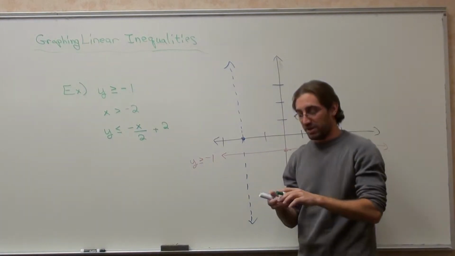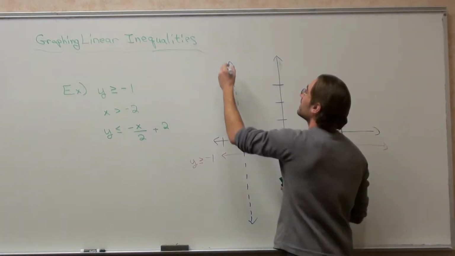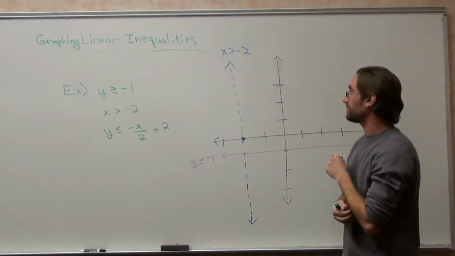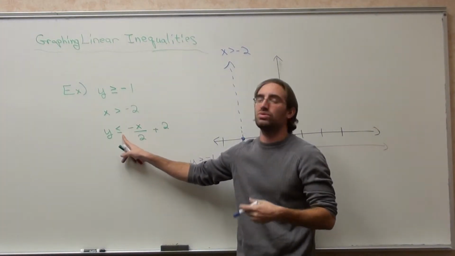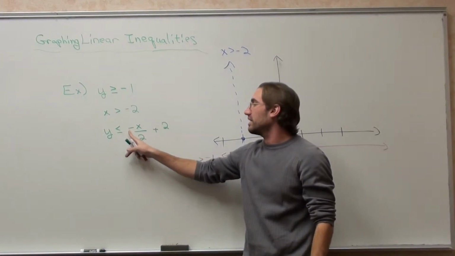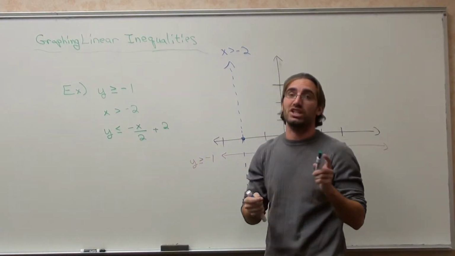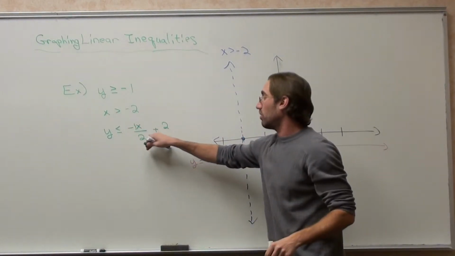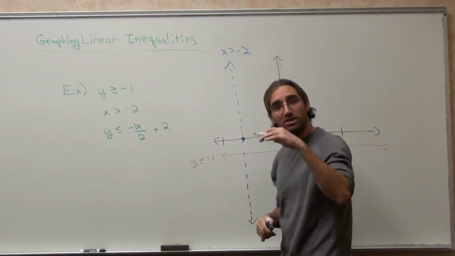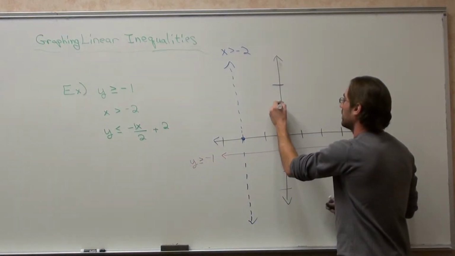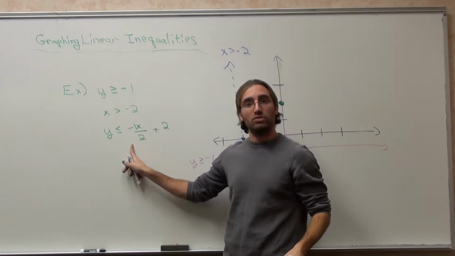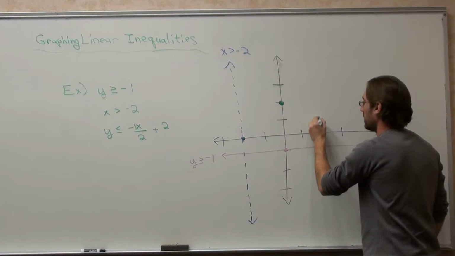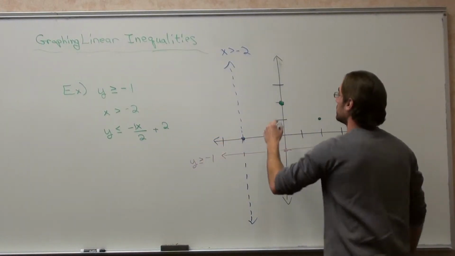And I'm not going to shade yet, but I am going to label it. X is greater than -2. And then I'm going to do the last one, which is y is less than or equal to negative x over 2 plus 2, and it's going to be solid because of the line underneath. By the way, that's actually a negative 1x over 2, so I'm going to put that 1 there. So the y-intercept is at 2. And then the slope is down 1, right 2, down 1 over 2. And it's a solid line.